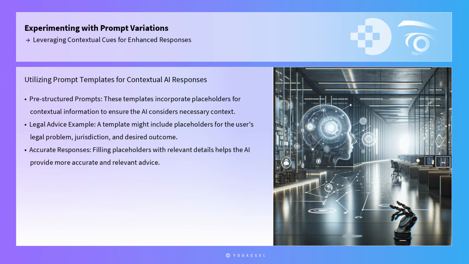Another valuable approach is the use of prompt templates designed to capture and utilize contextual cues effectively. These templates are pre-structured prompts that incorporate placeholders for contextual information. By filling in these placeholders with relevant details, prompt engineers can ensure that the AI system considers the necessary context when generating a response. For example, a prompt template for a legal advice chatbot might include placeholders for the user's legal problem, jurisdiction, and desired outcome. By populating these placeholders with specific information, the chatbot can provide more accurate and relevant advice.